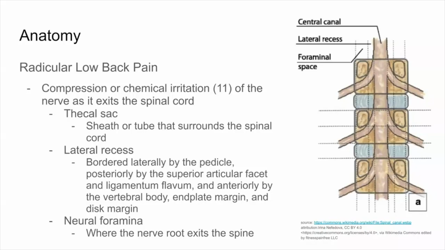Lastly, we can have compression at the neural foramina, and this is basically where the nerve exits the spine. And if you look at our image here to the right, you have your central canal, and the thecal sac is where it exits from that. The thecal sac surrounds the spinal cord, and the nerve exits. You can have compression right there. Right outside of the thecal sac is going to be the lateral recess. And if we keep going laterally, then we have the foraminal space.